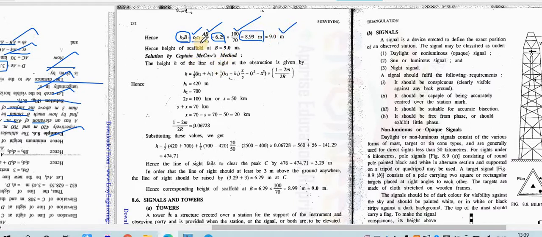So point C is to be raised by 6.25 meter, and point B is to be raised by 9 meter. In this manner, if there is any intervening ground, your line of sight should be visible from station A to station B. With this calculation we can calculate whether it is passing or not, and if it is not passing, how much amount should be raised. At point C it should be raised by 6.25 meter, and at point B it should be raised by 9 meter. In this way you can calculate your profile intervening ground numericals.